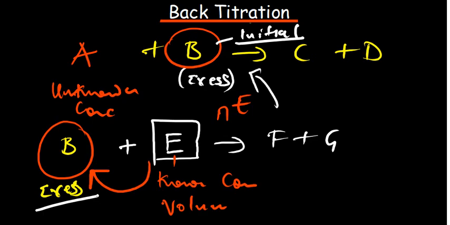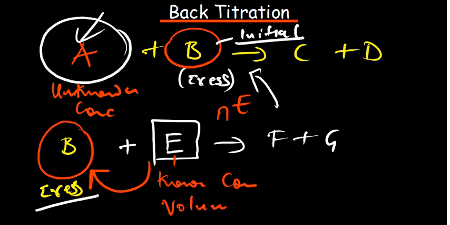So the basic idea is that back titration helps us determine the amount of moles of the excess reagent that had reacted in the first reaction. And then we can use stoichiometry to determine how many moles of the substance of unknown concentration, in this case A, had reacted. If we have the number of moles, and let's assume they had given us the mass, we're able to find the molar mass. If they had given us the volume, we're able to find the concentration. And that is the basic idea that lies behind back titration.